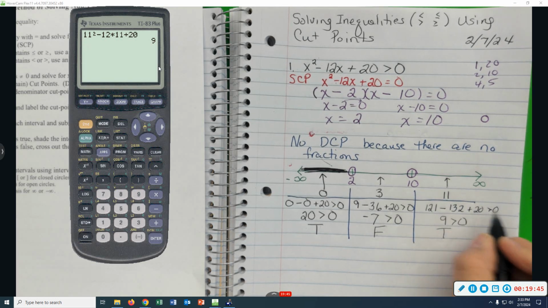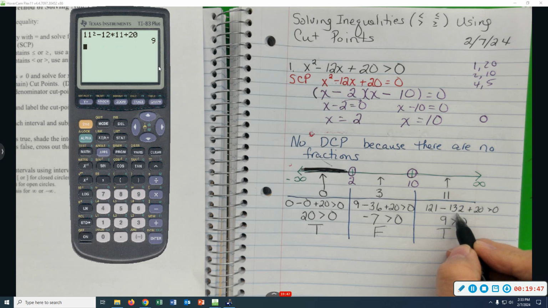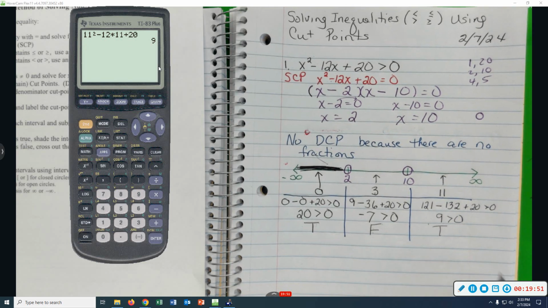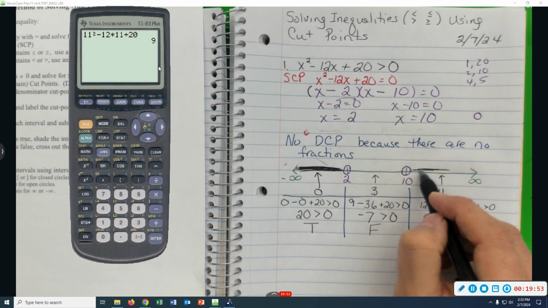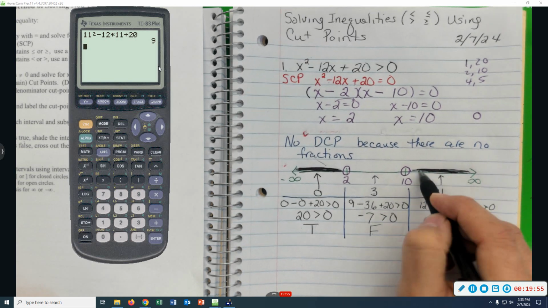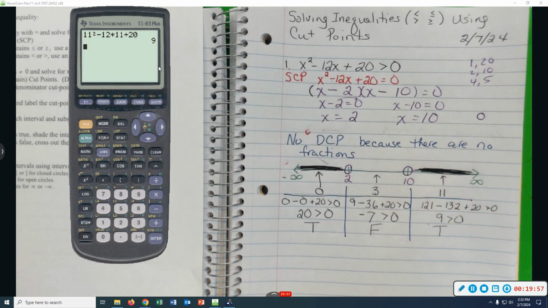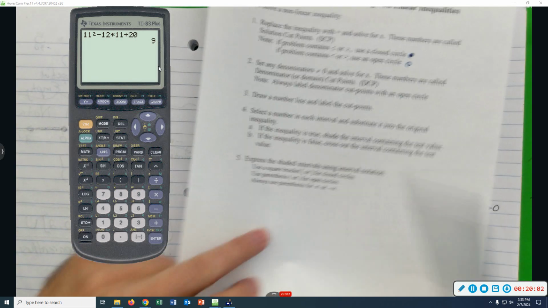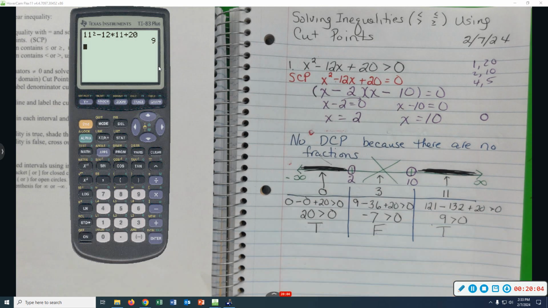Because we'd have 141 minus 132. 9 greater than 0, is that true? Yeah, so shaded. Oh, something I didn't do. If it's false, cross it out. There. Okay.